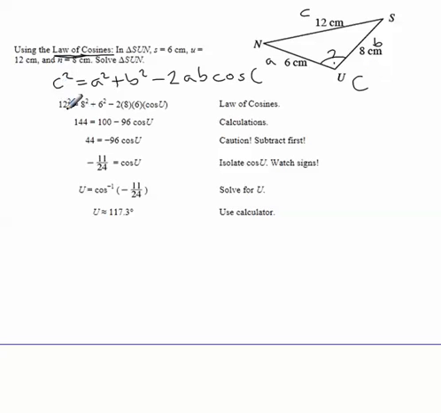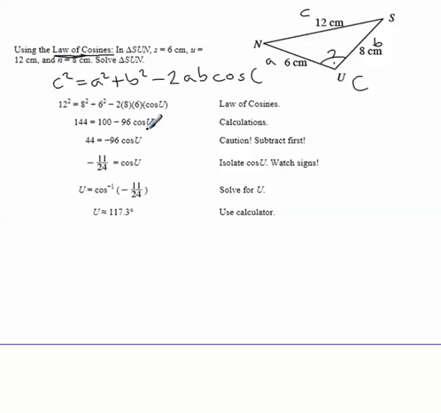So 12 squared, 8 squared for my B, 6 squared, minus 2 times the 6 and the 8 again, times the cosine of angle U, which we think of as angle C. So we substitute all those values. So calculate all of these, square that, we get 144. Square the 8 and the 6 and add them together and we get 100. Multiply each of these together and we get 96.